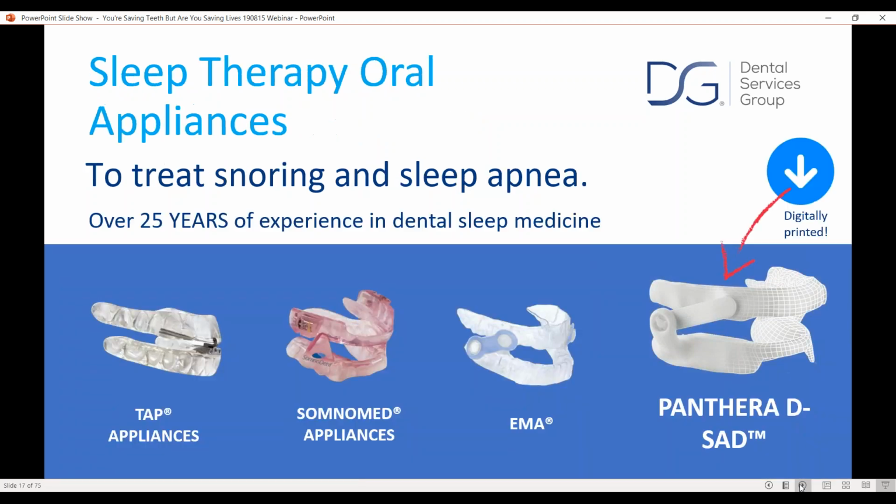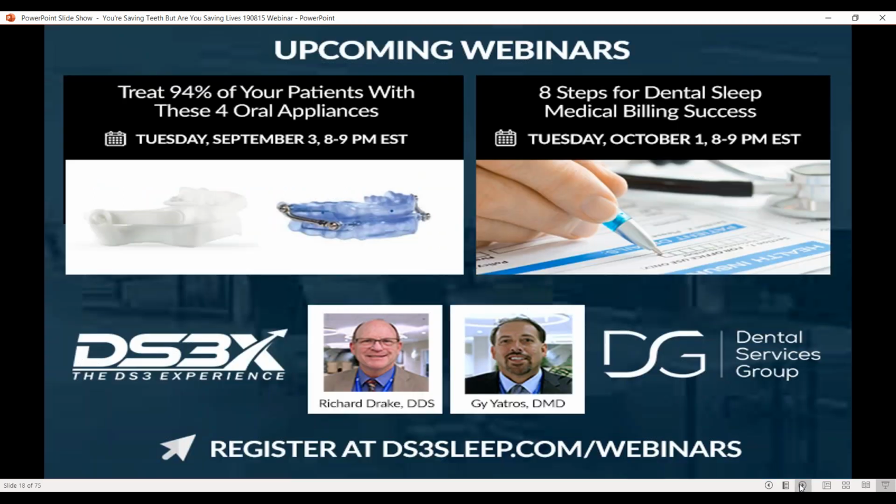But when it comes to sleep, they do the 4 devices, and I would say 99% of my patients, maybe it's pushing 100, get one of these 4 devices. There are really rare occasions otherwise. They do the TAP, they do the SomnoMed appliances, which are both the Dorsal and the Herbst EMAs, and then the latest, greatest, newest, the Panthera. A lot of people call that the DSAT. I think that stands for Digital Sleep Apnea Device, but it's a 3D printed device that is our go-to for the big time bruxers.